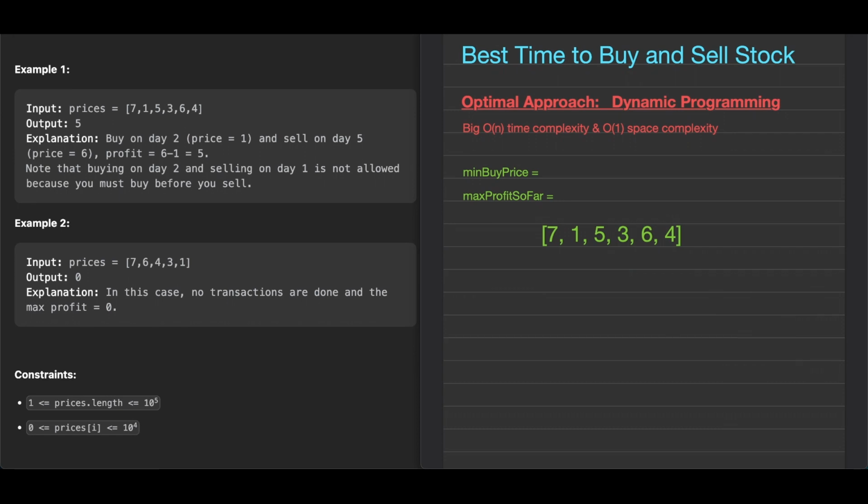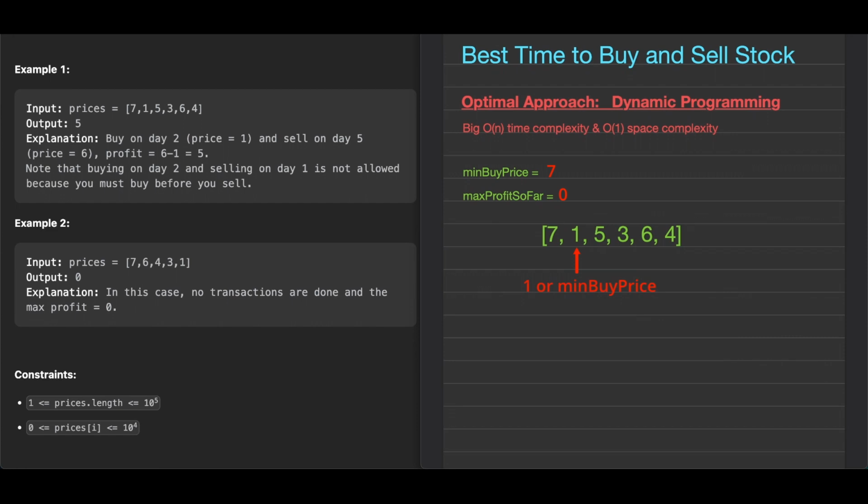So here we have example 1 set up in the notepad. There are really only two variables that we need to track: the current minimum buy price and the maximum profit so far that we've encountered. We'll start by initializing the current minimum buy price with the first price in the input array, which is 7. Then we'll initialize the maximum profit so far with 0, because when we first start we haven't sold anything, so we don't have a profit yet. Next we'll iterate through our array, starting at the second day, aka the first index. We start here because we cannot buy and sell on the same day, so we can't start it on the 0 index.